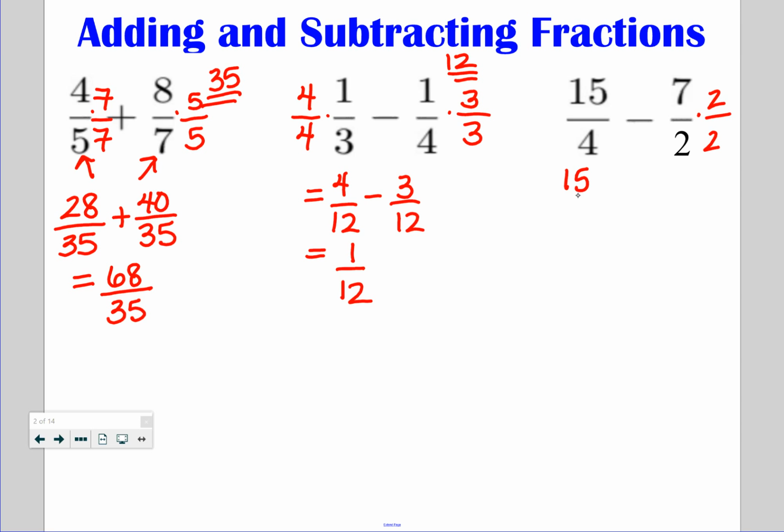So my first fraction is going to stay the same. My second fraction, I'm going to have a 14 on top and a 4 on the bottom. And now I have my common denominator. 15 fourths minus 14 fourths gives me a grand total of 1 fourth.